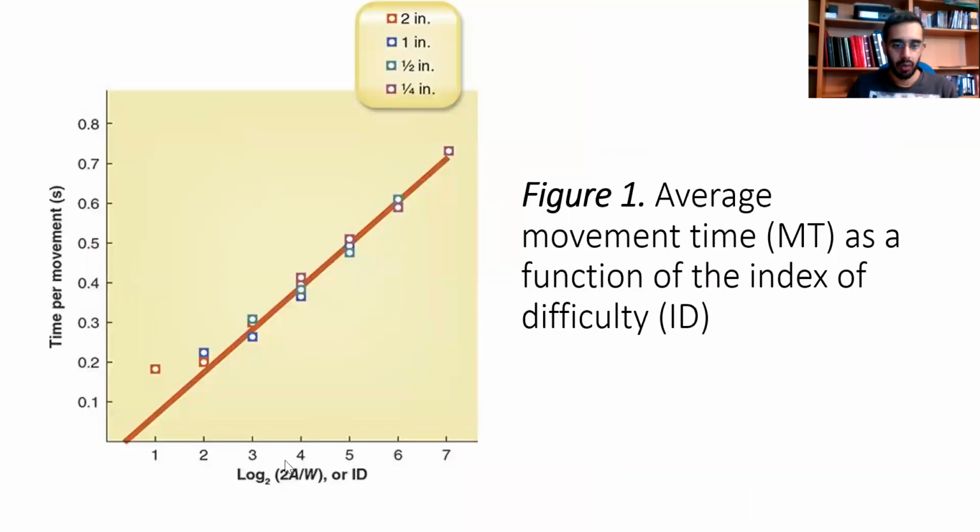On the left, you've got a graph with the logarithmic equation there at the bottom near the x-axis with the different combinations of amplitude and width. You can also see that here in the key above. This logarithmic equation is also referred to as the index of difficulty. And what we can see from this graph is as the index of difficulty increases, so does the movement duration in seconds. What does this tell us? Well, it tells us that there's some form of an inverse relationship between movement speed and accuracy.